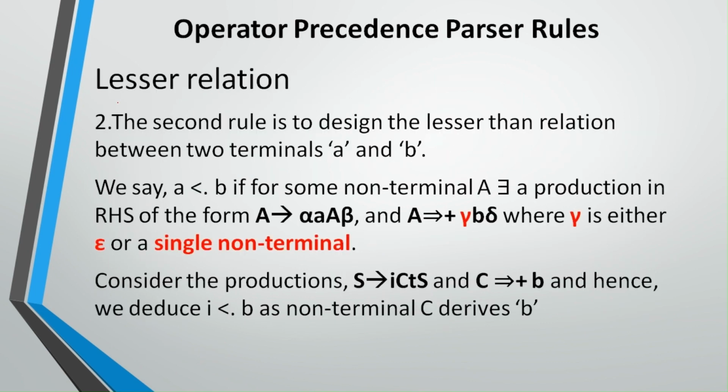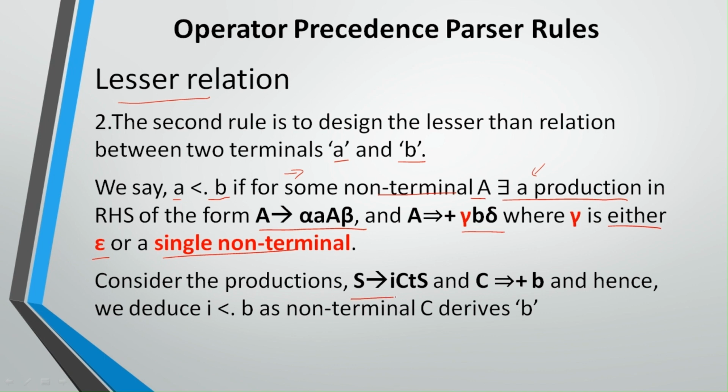Next, the lesser relation. Two terminals are there, A and B. A has lesser precedence than B if there is a production whose RHS is of the form alpha A beta, where A is a non-terminal, and that non-terminal derives in one or more steps gamma B delta, where gamma is either epsilon or a single non-terminal. Just consider the example.